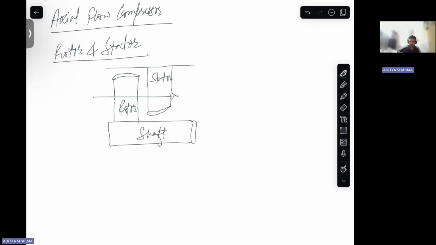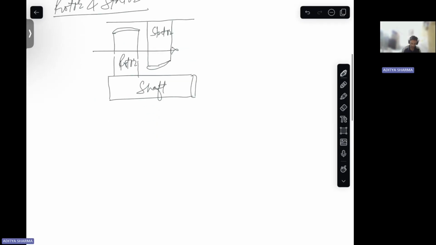Then you have the TS diagram on how the temperature and entropy change in your rotor and stator. This is your diagram.